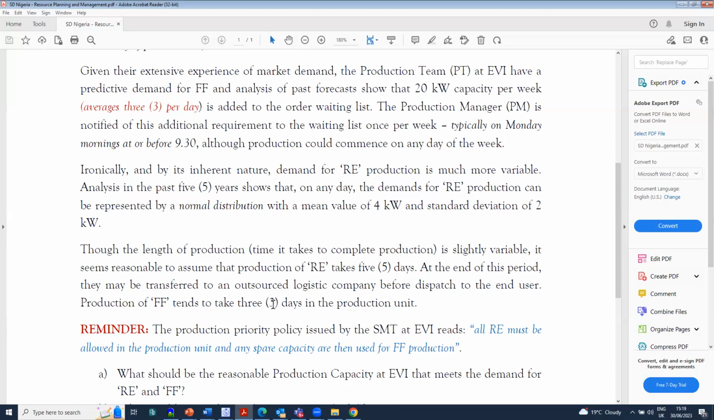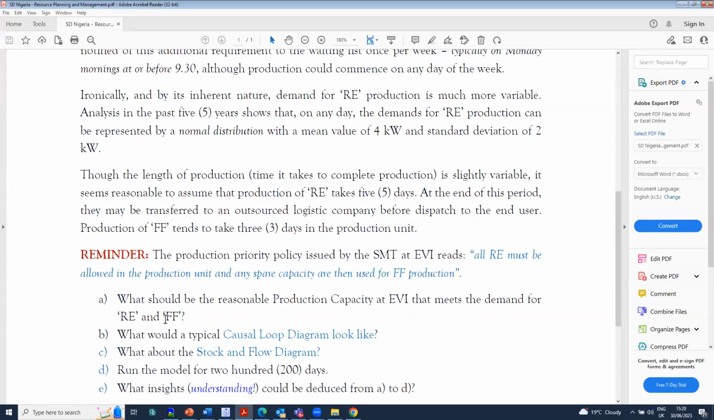But in the case of renewable energy, as we talked about, it takes an average of 5 days. And from what we're getting here, we're getting 4 kilowatts. And then if you multiply 5 by 4, you get 20. So 20 plus 9 is 29. So that is how we get this 29 kilowatts. So that is the average capacity per week. Very straightforward from what is discussed here.